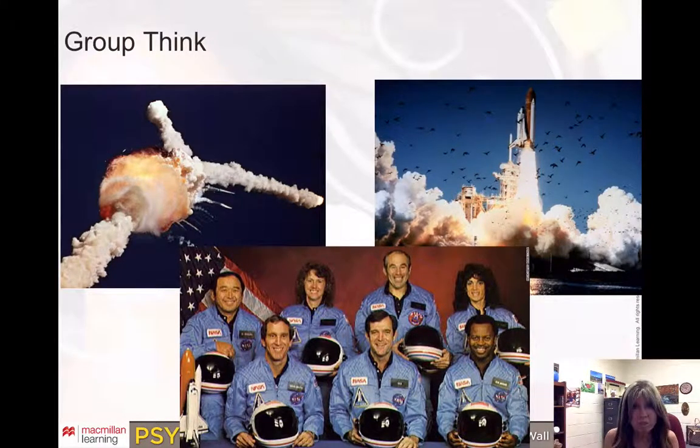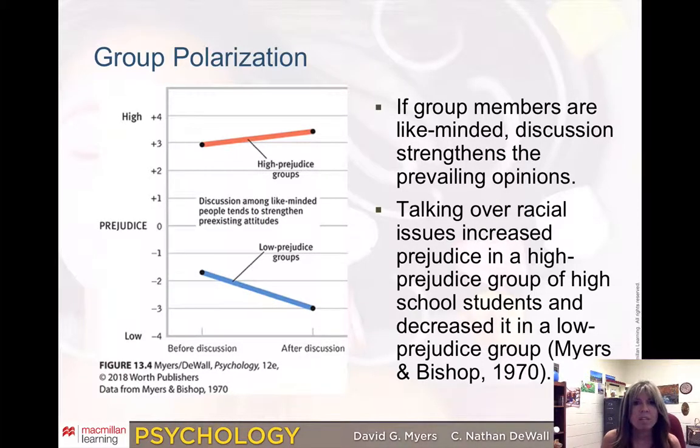The whole country was, kids were watching it on TV in their classrooms. They were bringing TVs in so that everyone could watch the school teacher, the first civilian going up in space, and we all watched her blow up. That's groupthink, and that's the danger of groupthink.